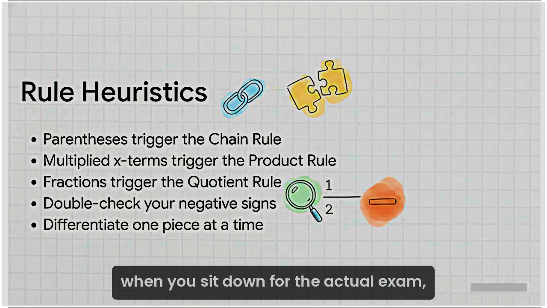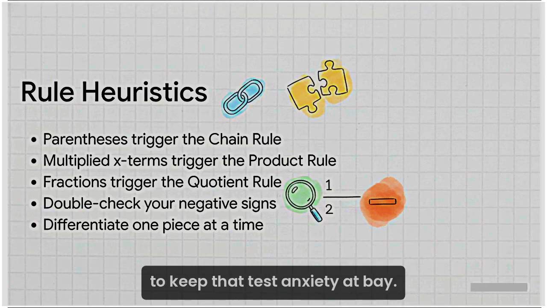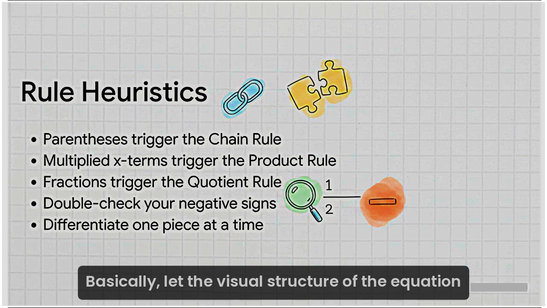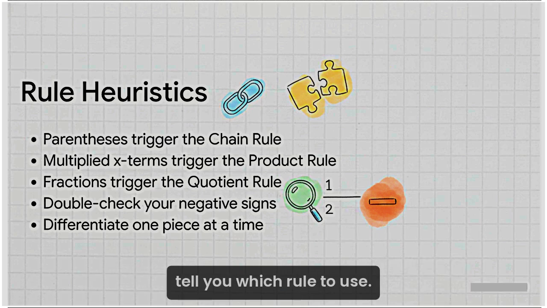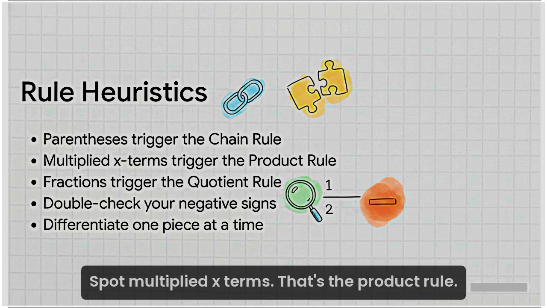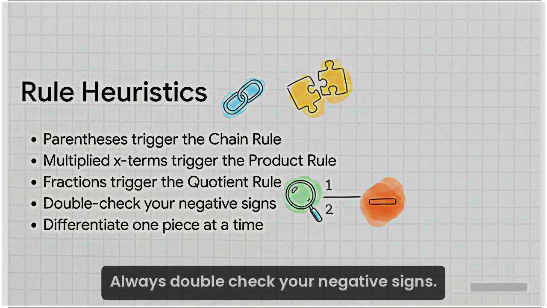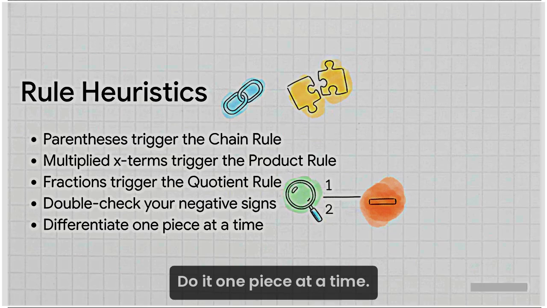When you sit down for the actual exam, I want you to rely on these friendly little heuristics to keep that test anxiety at bay. Basically, let the visual structure of the equation tell you which rule to use. Look for nested parentheses to trigger the chain rule. Spot multiplied x terms? That's the product rule. See a top and bottom fraction? Boom, quotient rule. Always double-check your negative signs, and most importantly, just take your time. Do it one piece at a time.